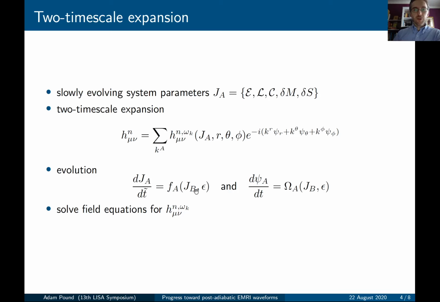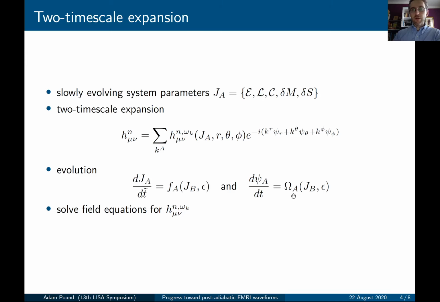Then you have evolution equations for how the system parameters are evolving. And here I use t tilde rather than t. T tilde is the slow time, which evolves only on the timescale of an inspiral, not on the orbital timescale. And then you have these driving forces on the right-hand side that only depend on system parameters and the mass ratio. So these are slowly evolving.